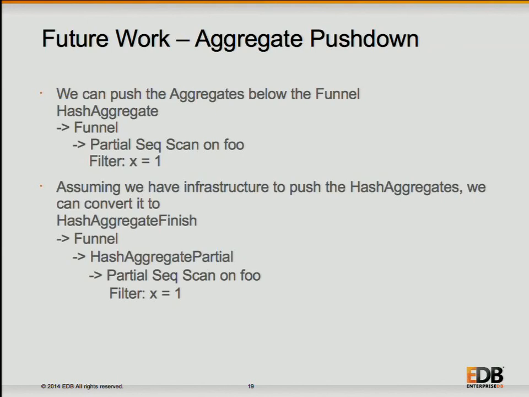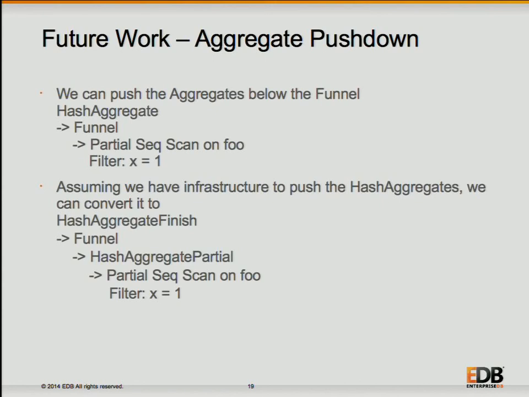So that won't quite work here because you need to build up a transition state in each worker, then somehow ship those states back to the master, combine them, and then finalize that to give the user their answer. But that still feels pretty doable. You need some kind of partial aggregate node that runs under the funnel in each worker and spits out transition states. And then the funnel will collect those and combine them, and you'll be really happy. And all we need is somebody to write a couple thousand lines of really hard code. So should be no problem.